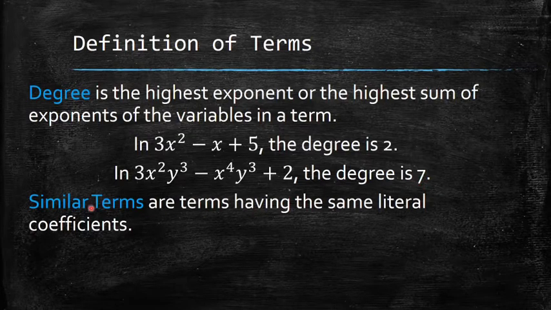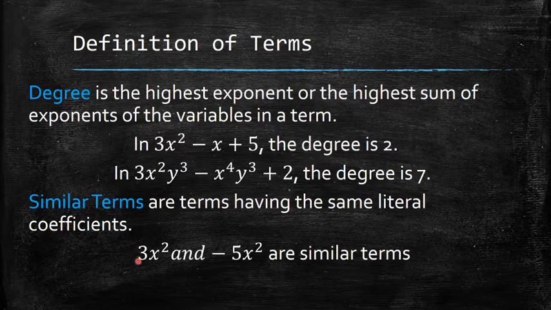Now, we also have similar terms. So what do we mean by similar terms? Similar terms are terms having the same literal coefficient. Again, when we say literal coefficient, it is the variable including its exponent. So similar terms are terms having the same literal coefficients.